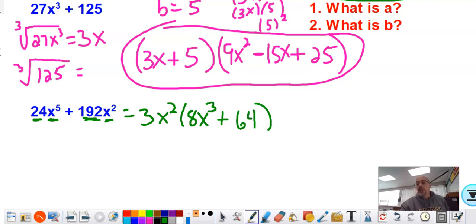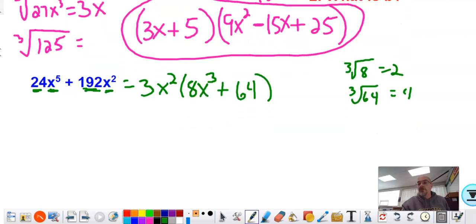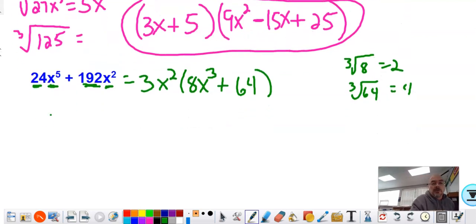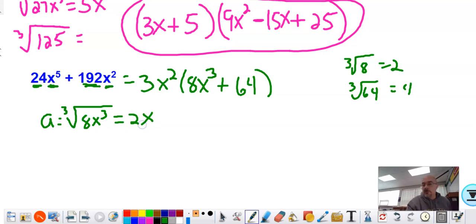Now, the 8 and the 64 are perfect cubes. The cubic root of 8 is 2. The cubic root of 64 is 4. All right, so I'm now going to figure out my A and my B. So my A is going to equal the cubic root of 8x cubed, which is 2x. Okay, there's my A value. My B value is the cubic root of 64, which I know I wrote off to the side already. That's 4.